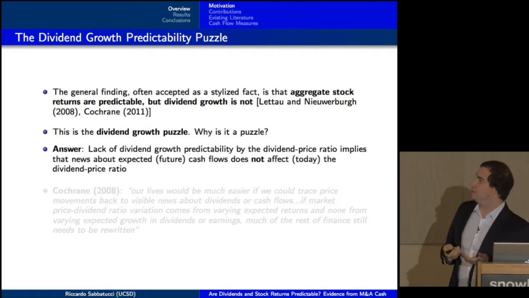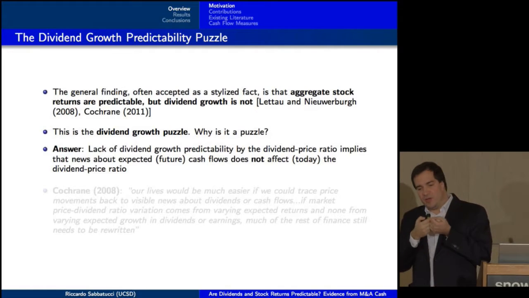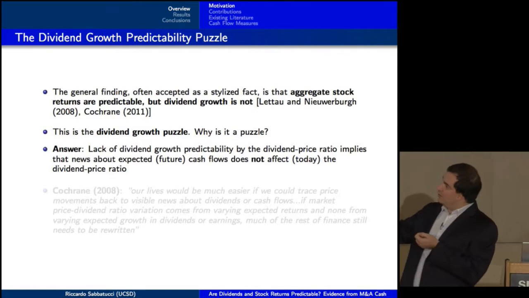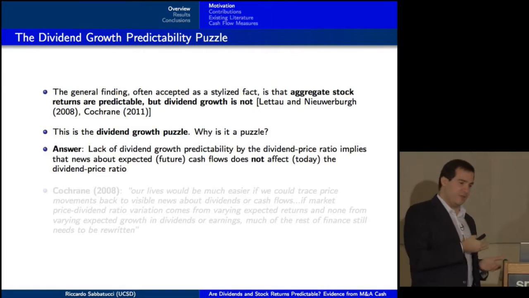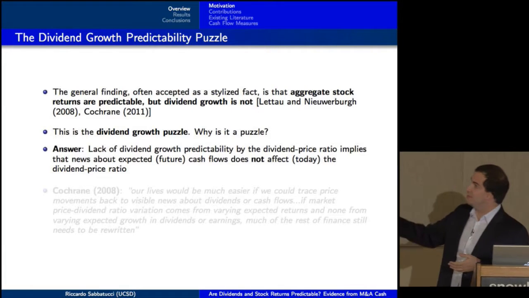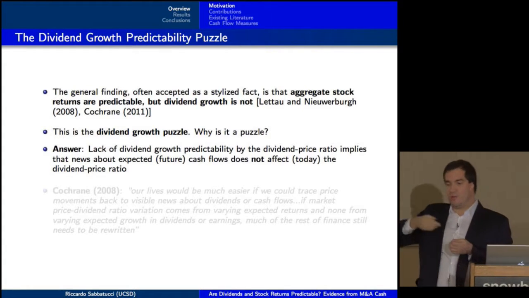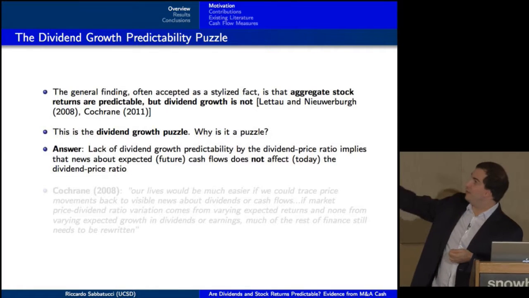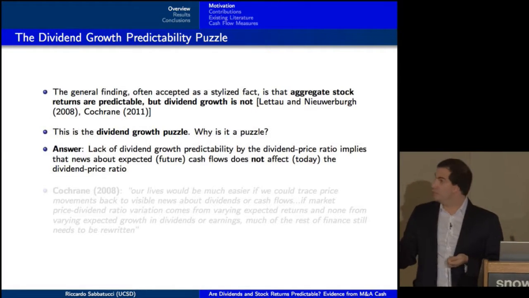And why is it a puzzle? So why is lack of dividend growth predictability important? The lack of dividend growth predictability by the dividend price ratio is important because it implies that news about future cash flow does not affect today the dividend price ratio.